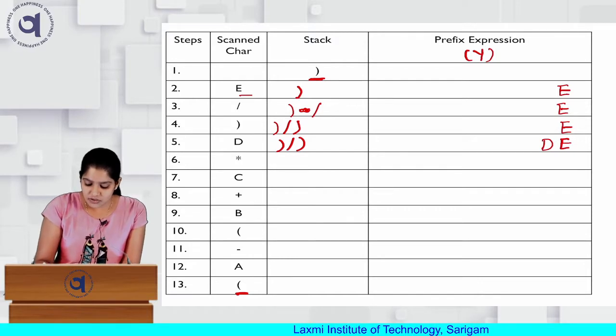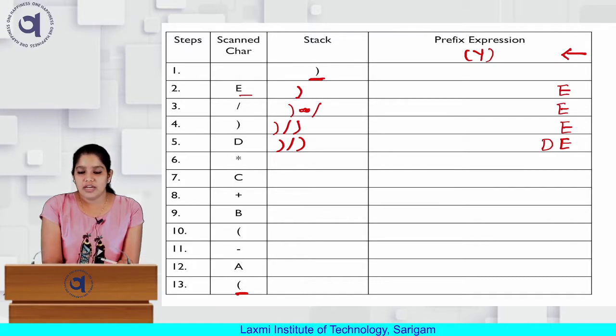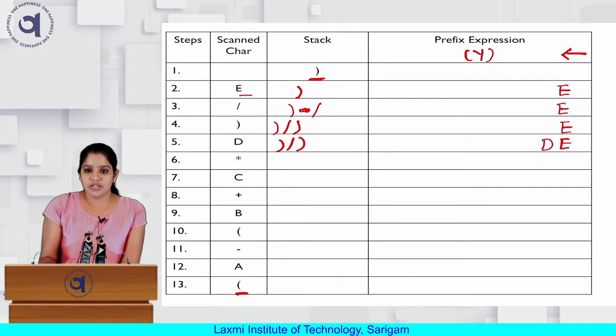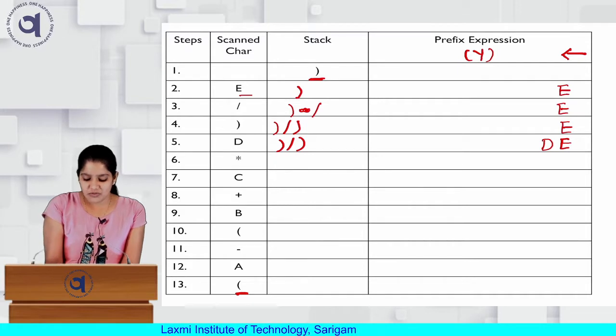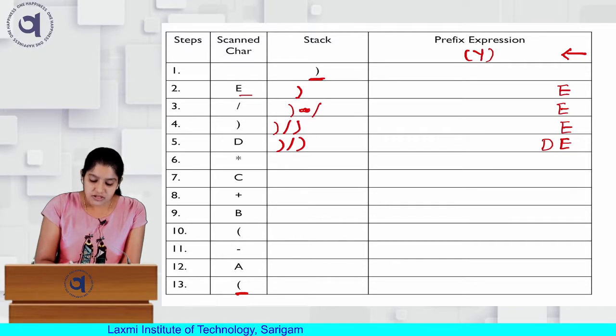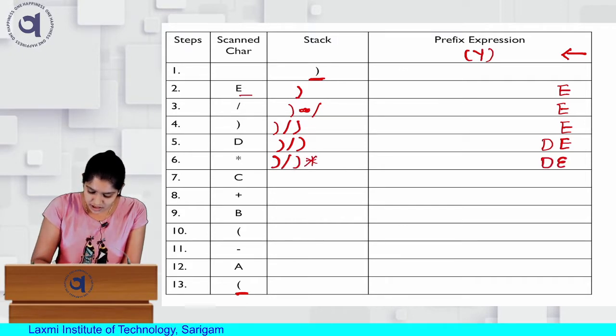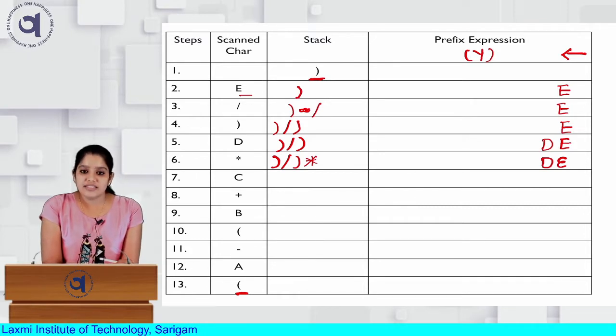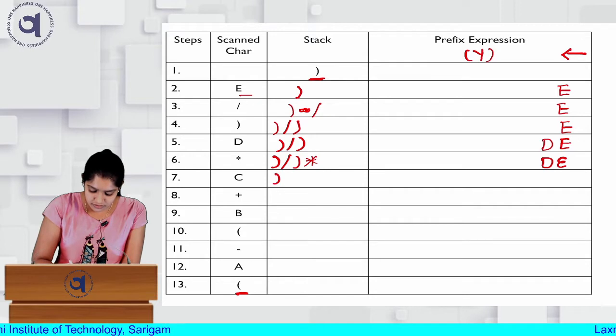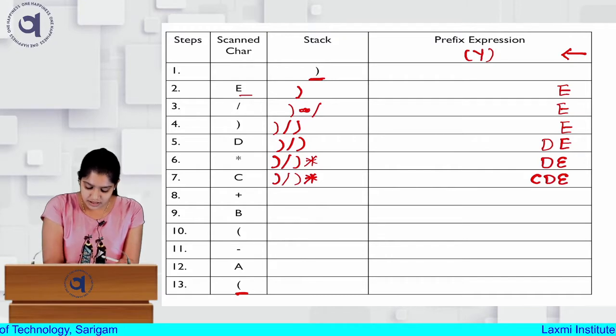That means here also we are moving from right to left. If you write left to right, then whatever the answer is, you need to reverse that answer. So, you can simply go like this from right to left. I have this D over here. Then next is star. As you know, star is an operator, so simply you can push it over here. It is like this, and here you have D and E. Then the next is C, again an operand, so simply you can do C, D and E.